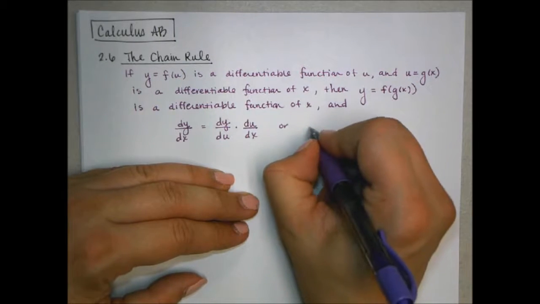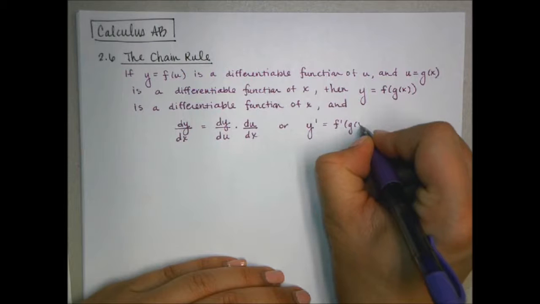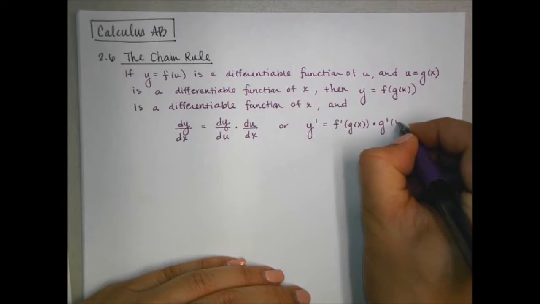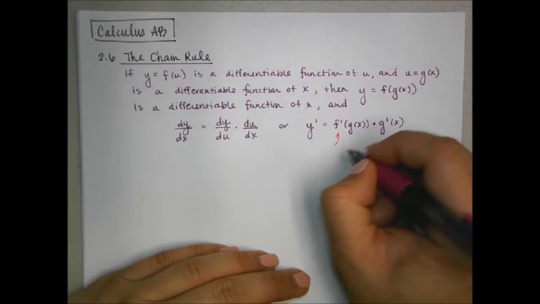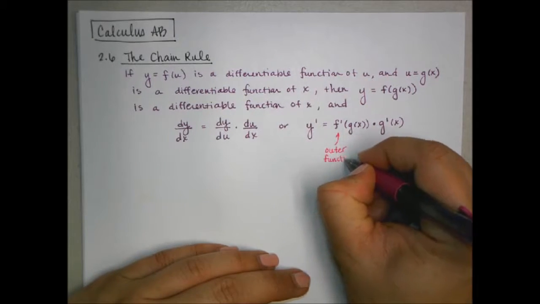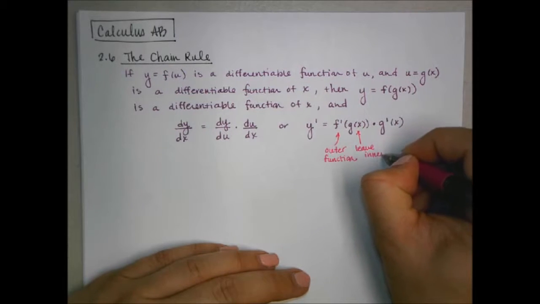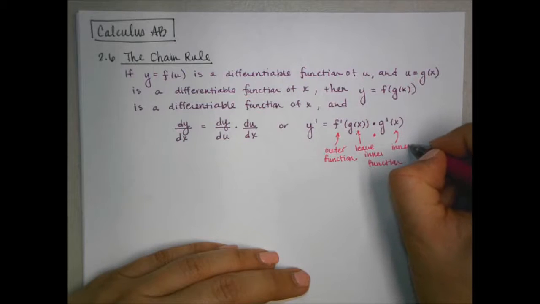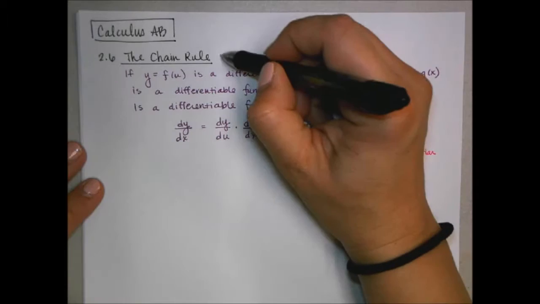Or we can also see it as y prime is equal to the derivative of f of g of x. So I leave my inside function inside the derivative of f, and then I multiply by the derivative of the inside function. That's what's happening. The derivative of the outer function first. Leave the inner function. And then we multiply by the derivative of the inner function. That is the chain rule. We're going to do a lot of practice with this. So I have several examples.